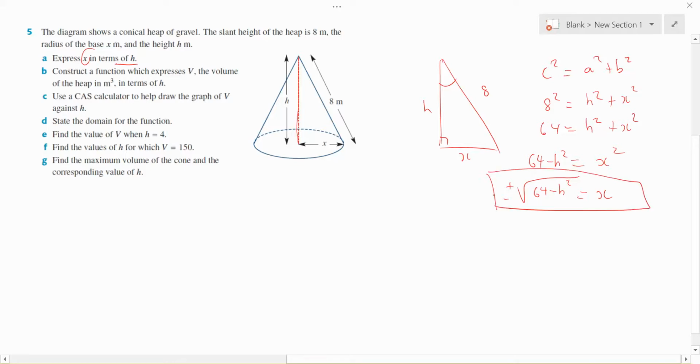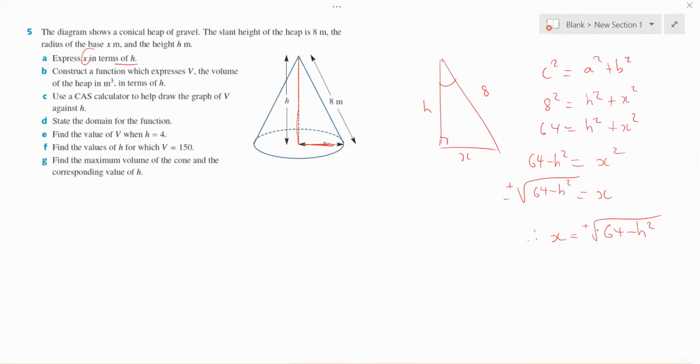But what we know is x represents the radius. See, x is the radius. So it doesn't make sense to have a negative answer already. So therefore, x can only be the positive root of 64 minus h squared. It can't be a negative. It has to be positive. If it was a negative, then it doesn't make sense. You'd have a negative radius. Okay? So this is my expression. That's part A. I got A. Okay, x equals the root of 64 minus h squared.